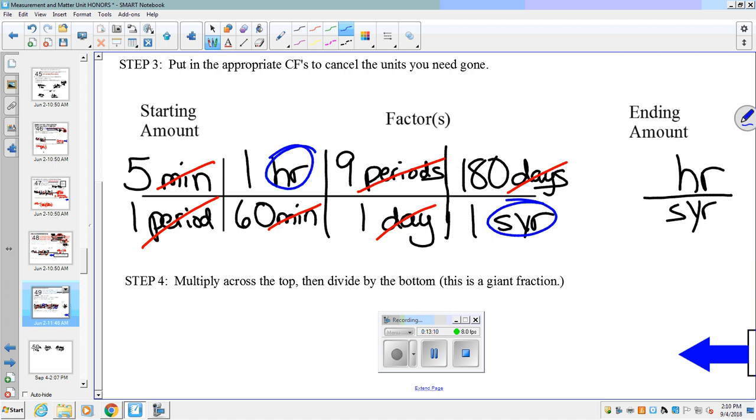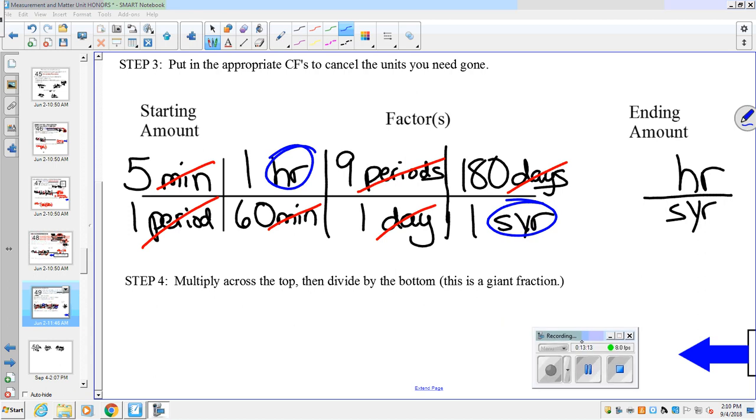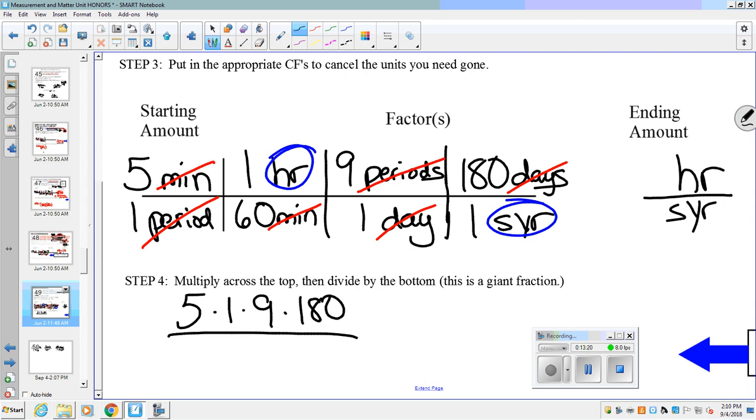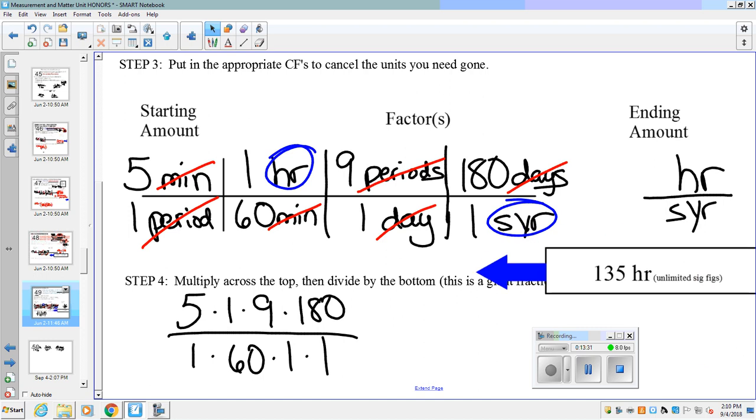So you're going to go ahead and do your math. Remember, we got a little bit more going on here. So what's happening is we're going to do 5 times 1 times 9 times 180 divided by 1 times 60 times 1 times 1. So you're going to go ahead and punch that in to find out this is 135 wasted hours of education. So I think it's pretty clear. It's important not to zone out during class every day, even for just 5 minutes.